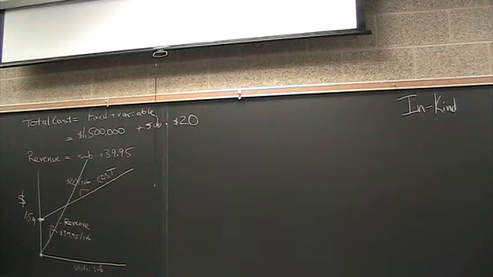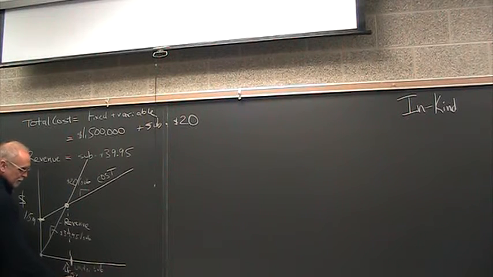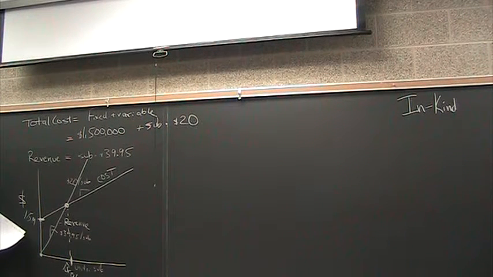So I want my revenue to be more than my cost. So I need to figure out how many subscribers I need to make this break even. Now later on in the semester, meaning next week, we'll start putting the time value of money into our break-even analysis. But for now, we're just saying, okay, $39.95 each subscriber, costs us $20 each subscriber plus 1.5 million to start out with.